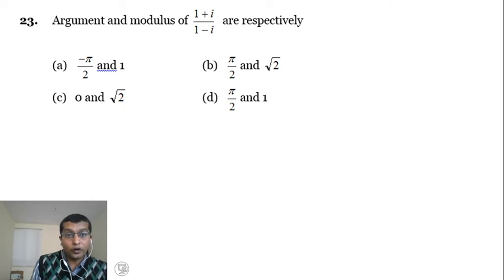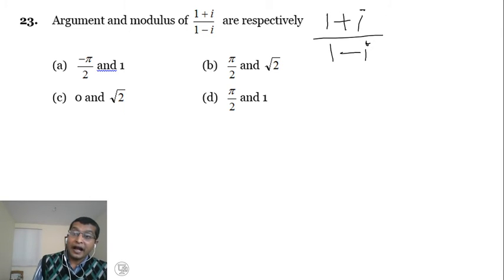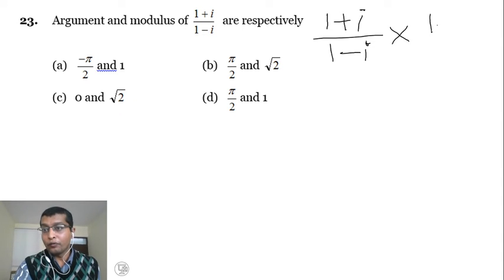Okay, so the argument and modulus of 1 plus i divided by 1 minus i are, respectively... See, I take this expression, 1 plus i over 1 minus i. Very simple, you need practice. Once again, i is present in the denominator, so as I told, we have to take the conjugate and avoid i in the denominator. So I multiply by 1 plus i to balance it and divide by 1 plus i.